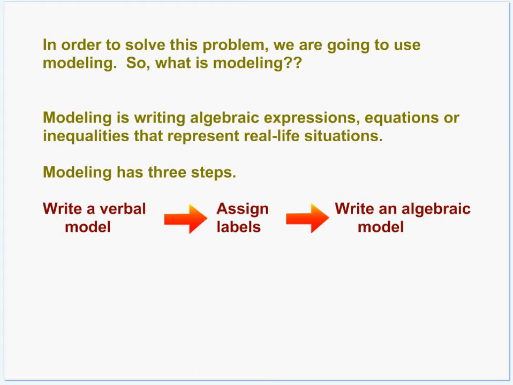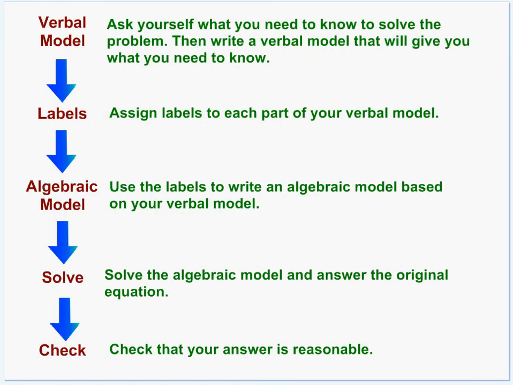The most important step, I feel, is the verbal model, because that kind of drives everything else down the line, okay? So if you have a mistake here in your verbal model, that's going to flow down to your labels and your algebraic model. So if you're doing modeling, spend the most time writing your verbal model and make sure that's right before you worry about any of the other stuff.